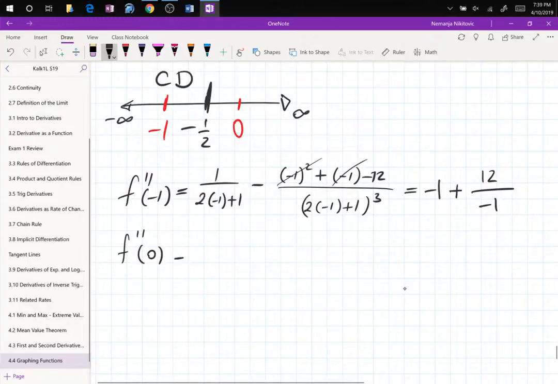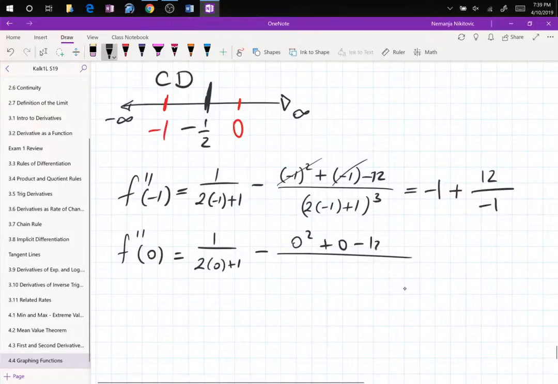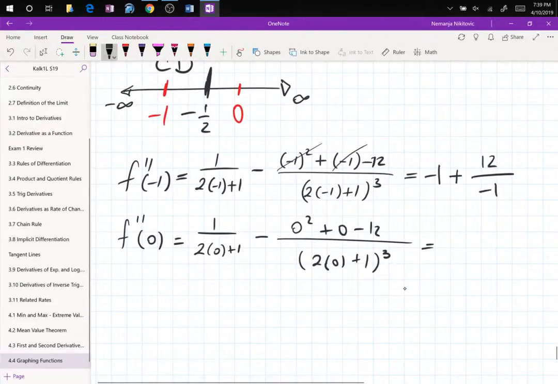F double prime at 0. Well, that's going to be great. 0 squared plus 0 minus 12 divided by 2 times 0 plus 1 cubed. 0 kills the 2, so it's just 1. And then you have negative 12 and a negative, so that's going to be plus 12 divided by some positive value. You have a positive 1 plus 12 divided by a positive number, everything is positive, so concave up.